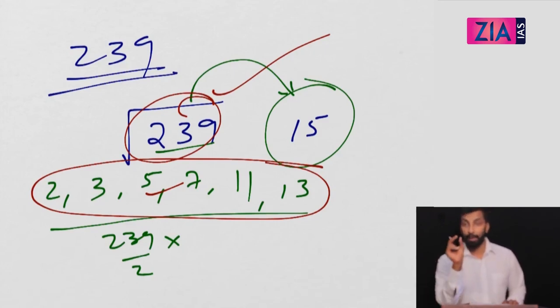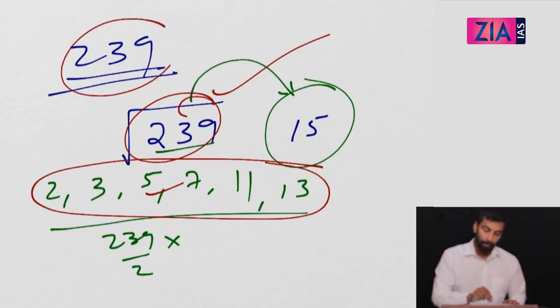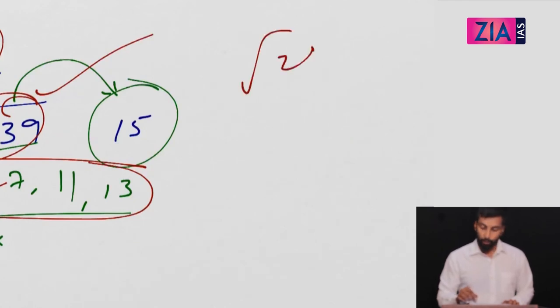So if you need to check whether a number is prime or not, take the approximate root of it, see the prime numbers till that number and start dividing. If you can divide with any of them, it's not a prime number because it's a factor. That's why you can divide. If you cannot divide with any of the prime numbers, the given number is a prime number. So 239 is a prime number. What we did is find the root of 239.